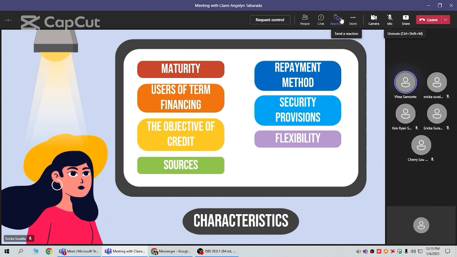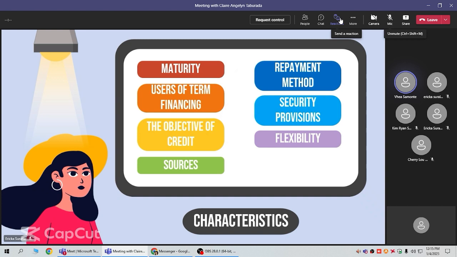The second one is users of term financing. All kinds of business entities such as small, medium, and large institutions may use intermediate term finance. Essentially, term financing is used by companies that do not get approved to enter the stock market for capital collection by selling securities and debentures.